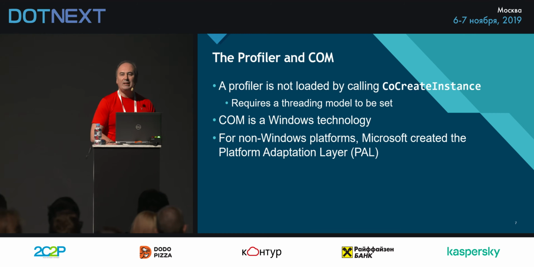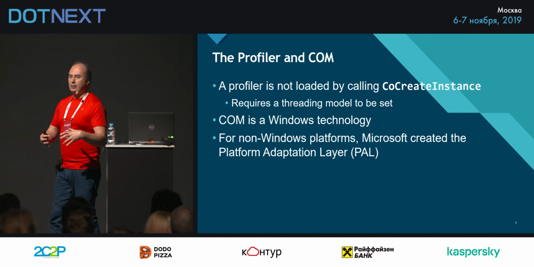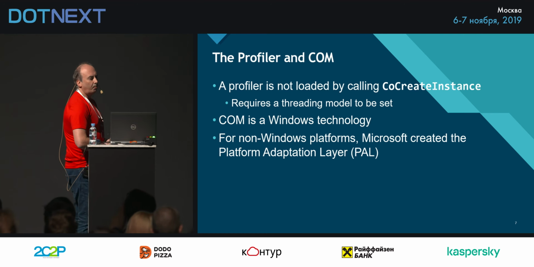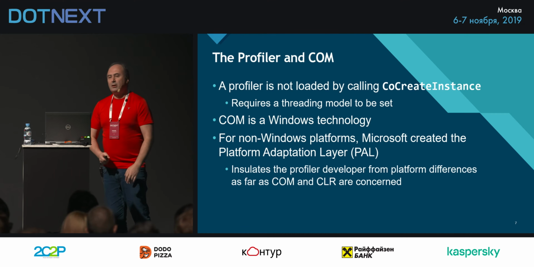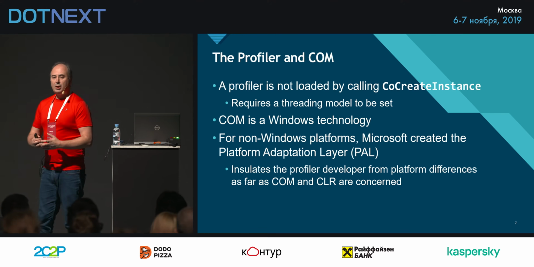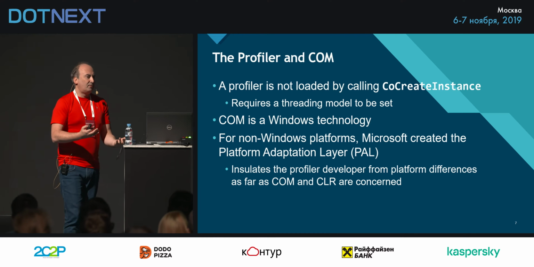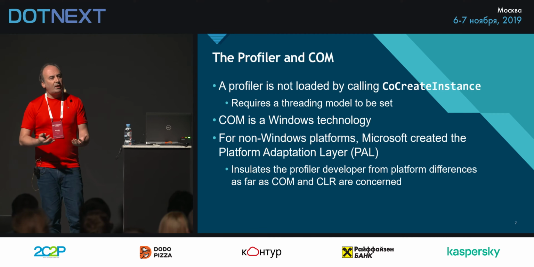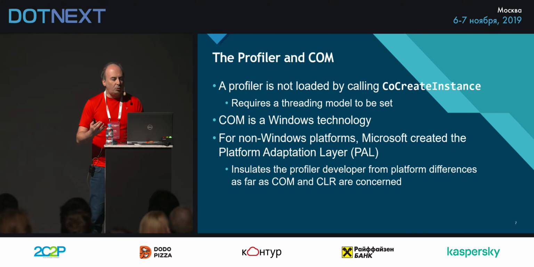So Microsoft had to create something that allows it to simulate a lot of stuff in the COM world that doesn't exist on other platforms. And they created something called the Platform Adaptation Layer, or PAL. This PAL is a library that implements a lot of COM concepts in C++ so that we can use them when we're writing a profiler. For example, there are some simple things like the definition of IUnknown. We need to have that on Linux as well. There's no default header file on Linux that has these things, so we need to provide that.